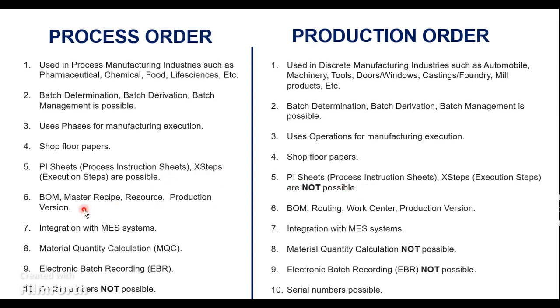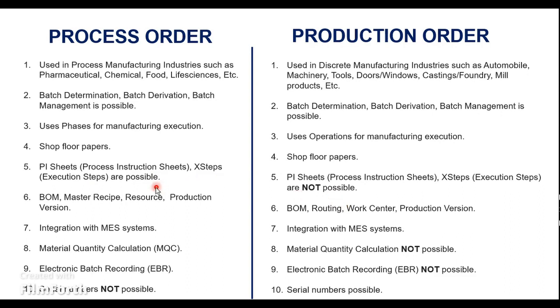And then coming to the master data, in a process manufacturing industry, we will have the bill of material, which is common across both these industries, the process manufacturing and the discrete manufacturing. And in place of routing, which we see in the production order or the discrete manufacturing, in process manufacturing we will have it as a master recipe. So here it is master recipe, and in discrete manufacturing, it is routing.